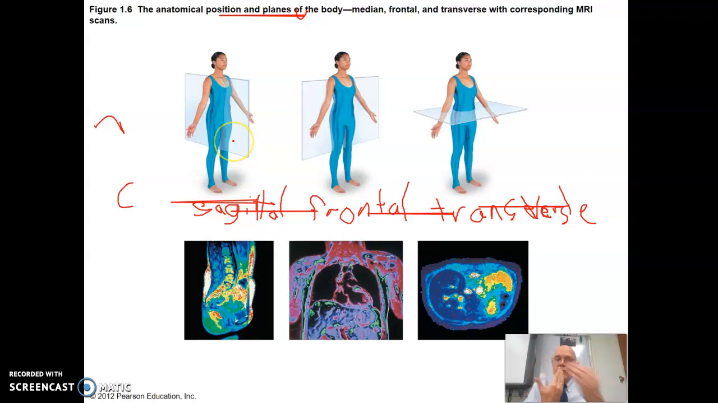Sagittal, think S for sides, you get two identical sides. Frontal, which means you have a front side and a back side, so it slashes you into front and back. And transverse, which is across the middle. That would not be a good one, but it would show your vertebrae and your blood vessels and trachea and all that stuff going up your throat and esophagus. But that would be a transverse because you're cutting across from side to side.